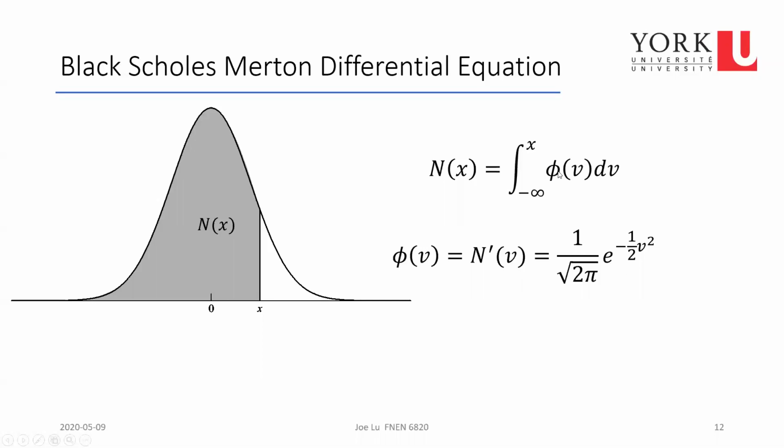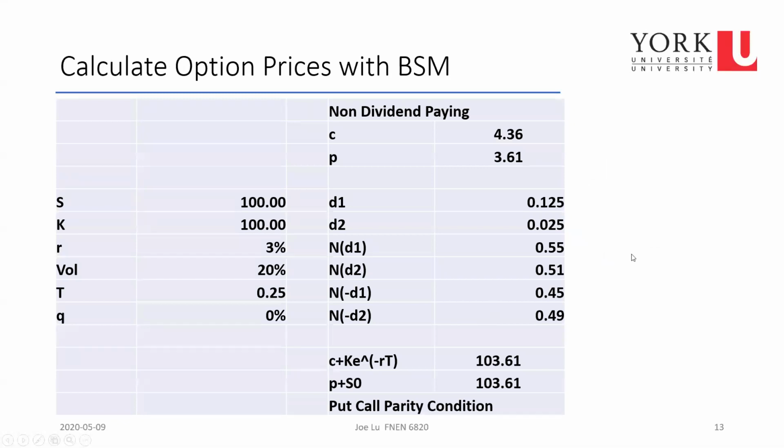If you integrate the density function of a normal distribution from minus infinity to a particular point, you get an area under this curve here. So that's what the N function is. And whatever's inside the integral is basically this probability density function. Now we know what the N function is.